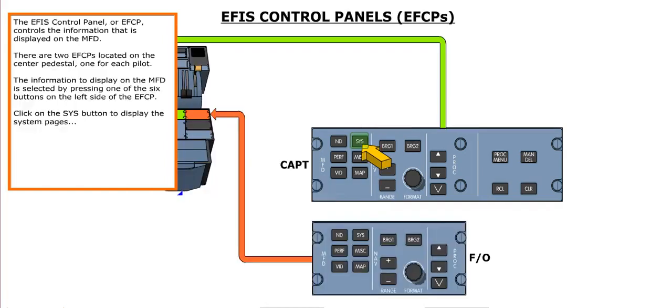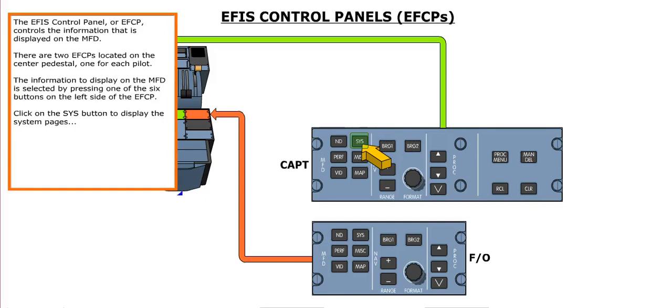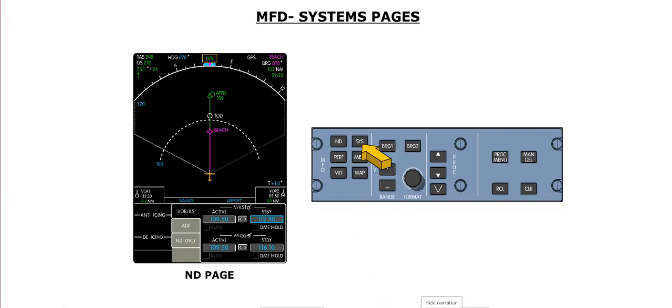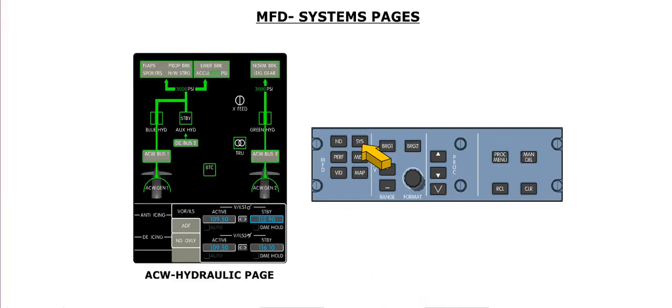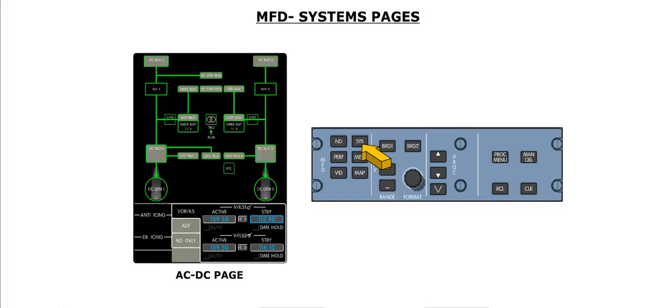The EFS control panel, or EFCP, controls the information that is displayed on the MFD. There are 2 EFCPs located on the center pedestal, one for each pilot. The information to display on the MFD is selected by pressing one of the 6 buttons on the left side of the EFCP. Click on the System button to display the system pages. Pressing the System button displays 4 system pages, including AC Wild Hydraulic, Engine, Cabin, and AC/DC Electric.